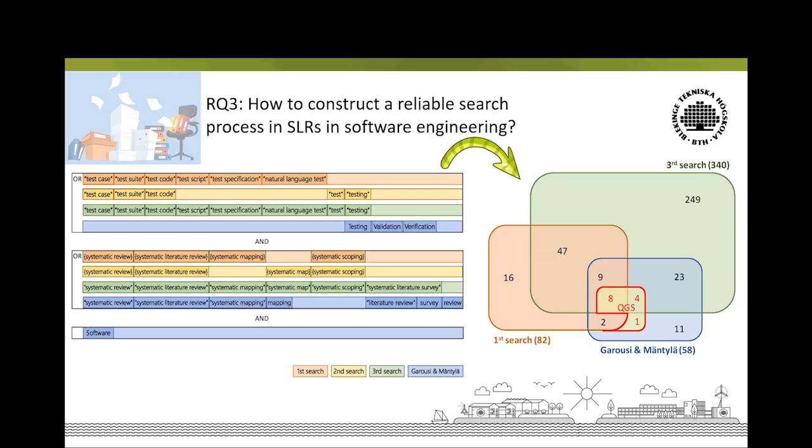And here, the red shape is basically to show the distribution of the quasi-gold standard papers among all the three searches. As you can see, this means that by using the first search and the third search, we miss one paper from the quasi-gold standard, which was identified by the other tertiary study. I just wanted to give you an overview of how we compare the search results.